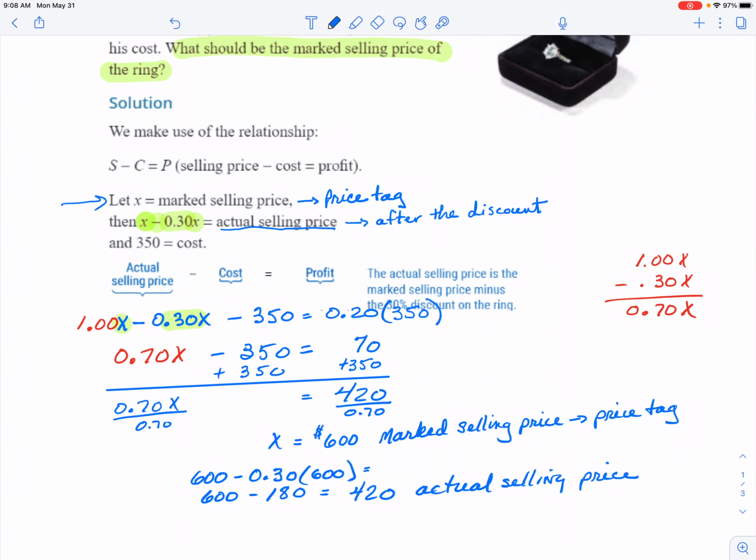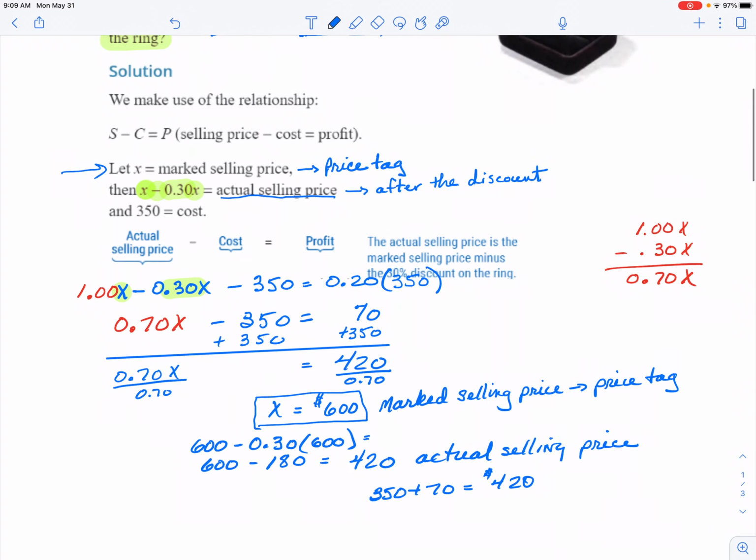And then when he takes his $70 profit, that brings him back down to his $350 cost, what he's got in it. So he's ending up with the $350 cost and the $70 profit and his actual selling price of $420. But the thing you were looking for was what should be the marked selling price, and the marked selling price is right here.